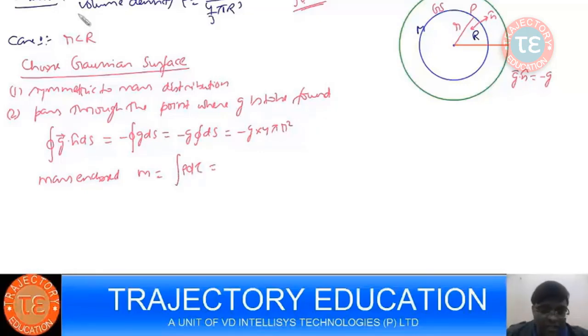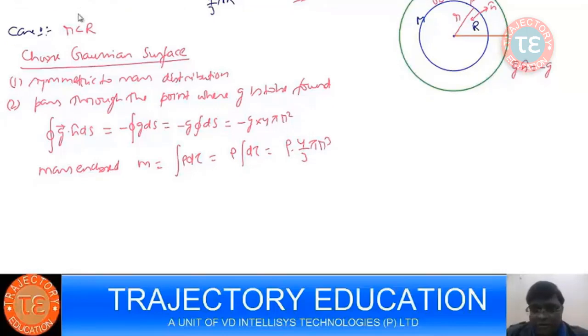This is the flux across the Gaussian surface. We have to find the mass enclosed by the Gaussian surface. Rho is constant, so it will come out. So rho into the volume of the Gaussian surface. Okay, so your g dot n dS, this is the Gauss law.